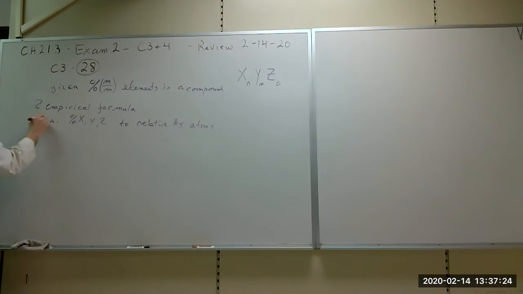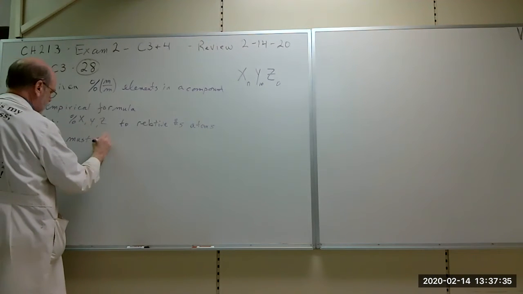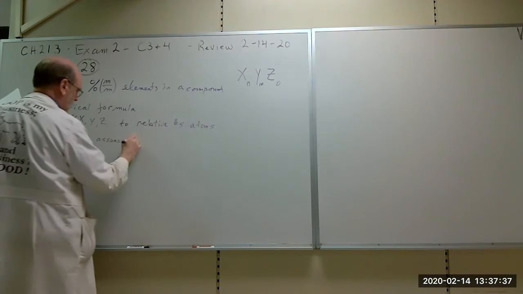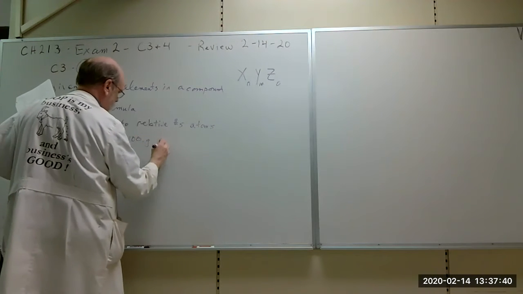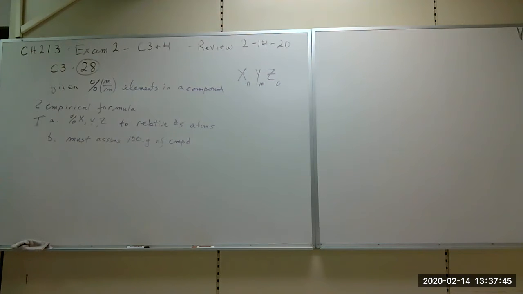About B, must assume exactly 100 grams of compound. Does it have to be 100 grams? Here's the key word. It has to be 100 grams? No, it doesn't. It could be anything.